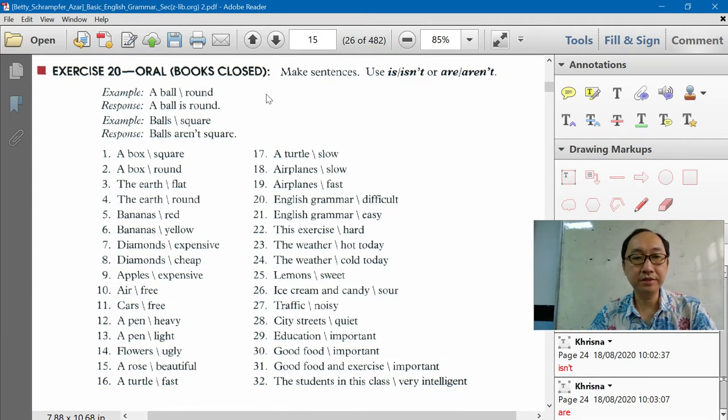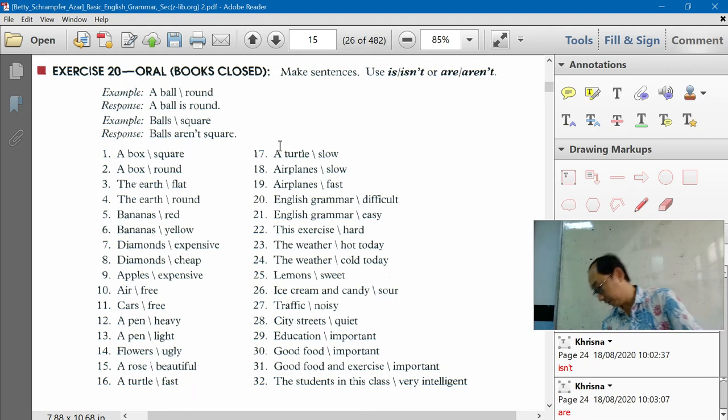For example, a ball is round. Yeah, ball and round. We have to make a sentence. Okay. A ball is round. A ball square? No, balls aren't square. And then we have a box, square. Yeah, a box is not square.